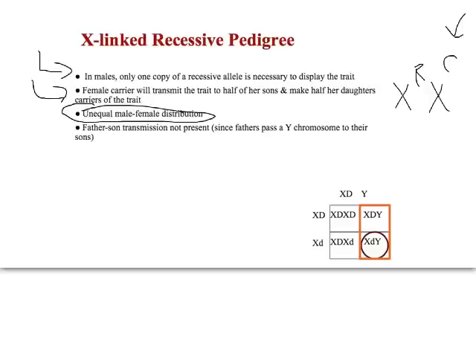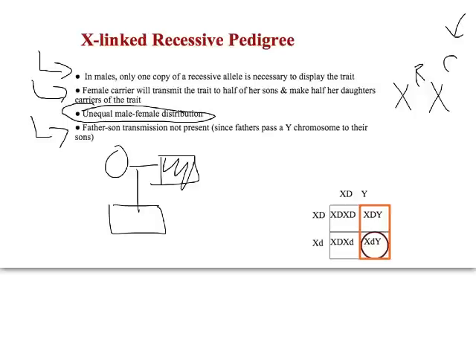The other big clue that you'll see in an X-linked recessive pedigree is that father-to-son transmission is not present. So in other words, you cannot have a father who has the disease and a mother who does not, give you a son who has the disease. And that's because, if you think about it, if a father has the disease, his genotype will be something like this. And fathers, we know, give their sons the Y chromosome. So therefore, they can't pass on that affected allele.